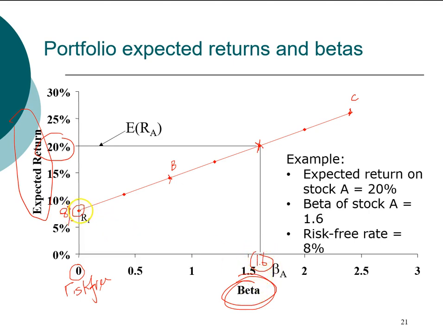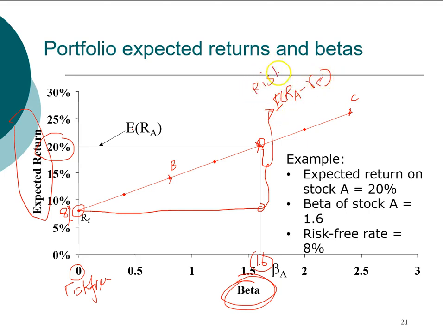So what is the slope? This may require you to go back to old high school math. The slope is the rise over run. So we can find out what the slope is. The slope is rise over run. Here, the rise is the expected return on stock A minus the risk-free rate. So this part is the expected return on stock A minus the risk-free rate. In other words, this is the risk premium.